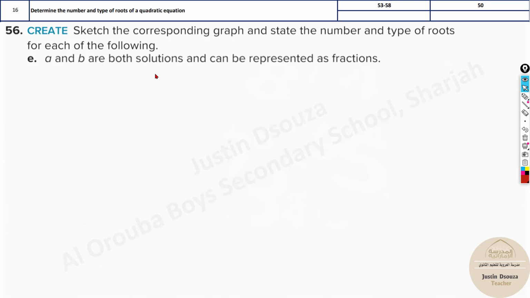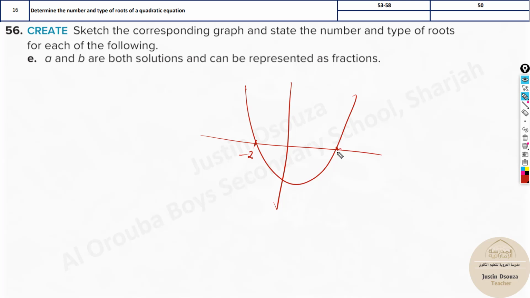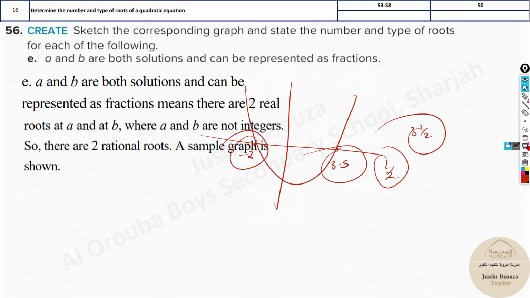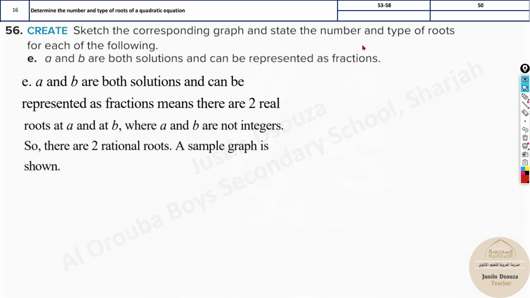Now, a and b are both solutions and can be represented as fractions. This is important. Whenever both have solutions, they can be represented as fractions. So this may be 2, minus 2, this might be 3.5, 3 and a half, or half, root half. These are all rational, right? Whichever number can be written as a fraction is a rational number. So you can have two rational roots. Two rational roots is the answer. Fraction means it's a rational number. What are fractions? Half, one fourth, quarter, anything which can be written as a rational number.